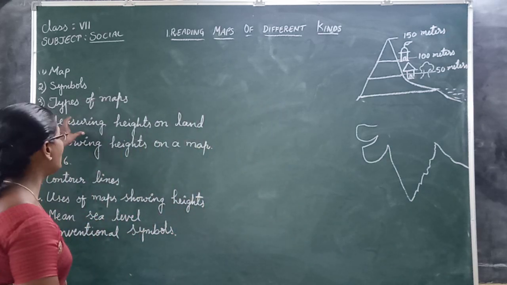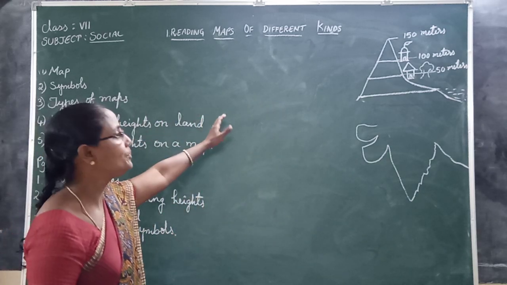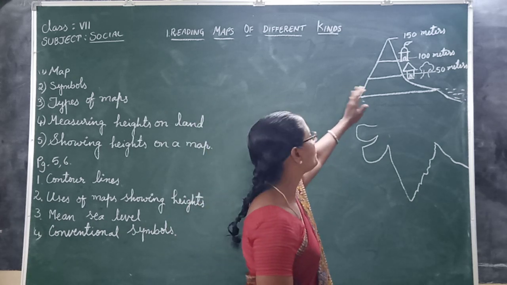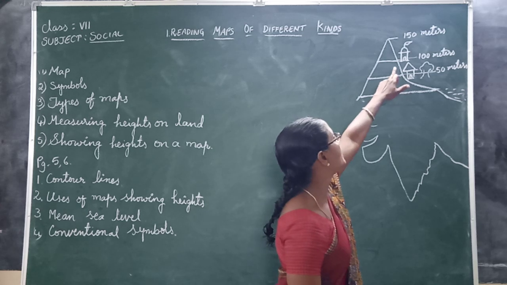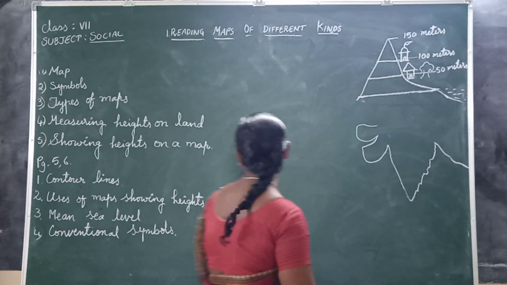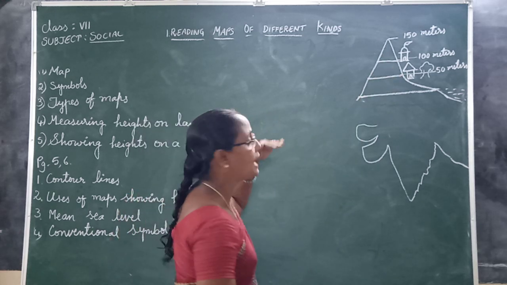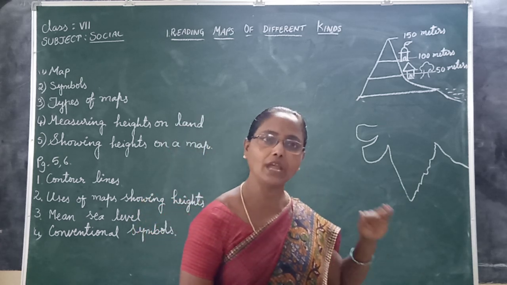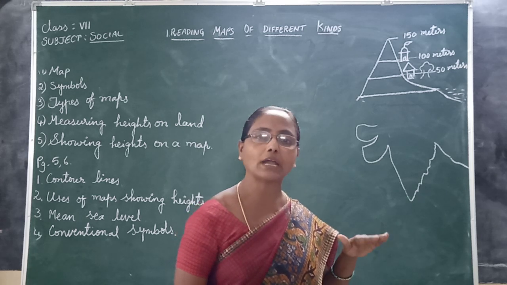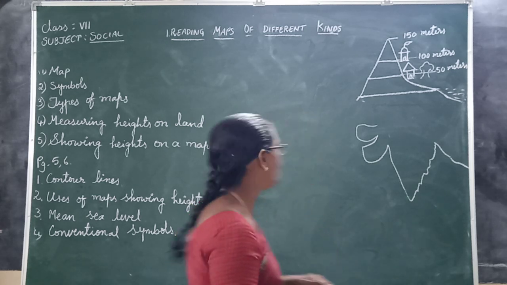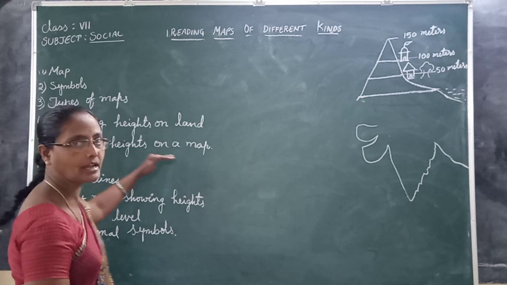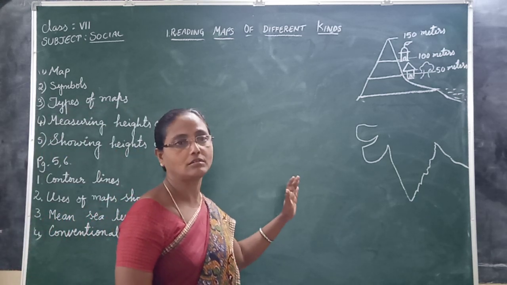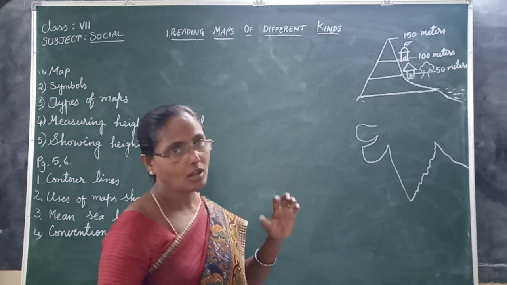Next, measuring heights on land. We have to show this picture. Already I explained 50 meters, 100 meters, 150 meters. Every height on the land we have to calculate from the sea level. Next, showing heights on a map. Already I showed in the previous class. There are 3 zones, 3 color zones.